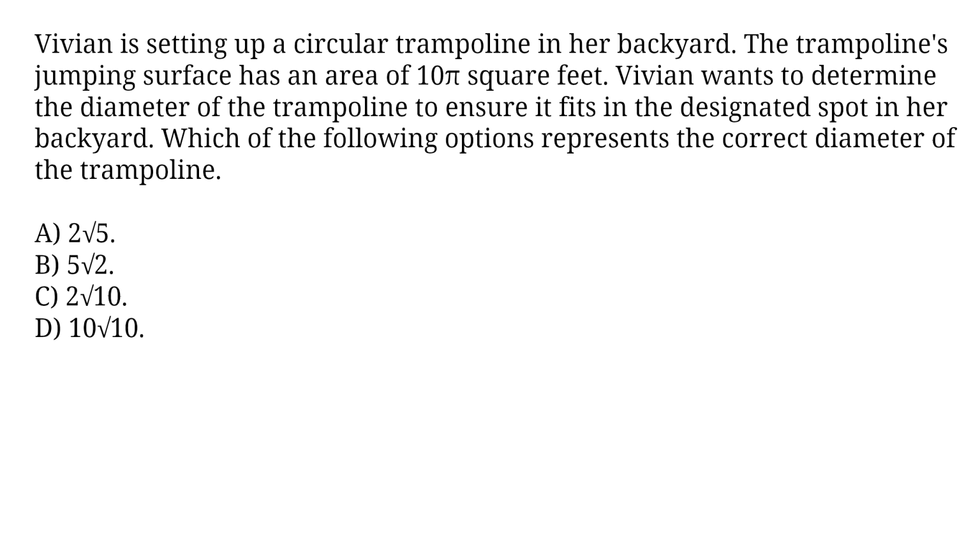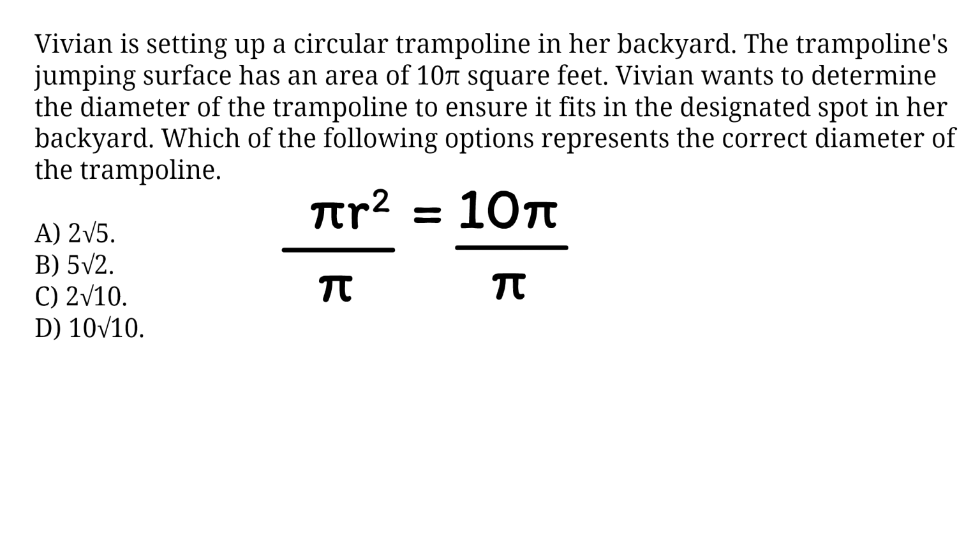The area of a circle is pi r squared. We are told the area of her trampoline is 10 pi. We can solve for r. Divide both sides by the pi. They will all cancel out. So we have r squared equals 10.